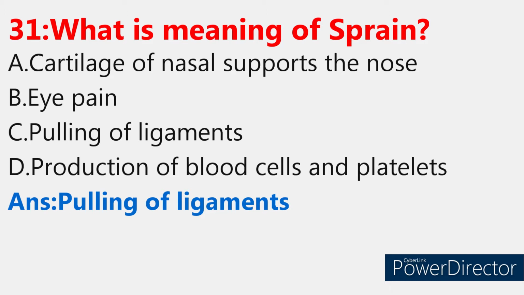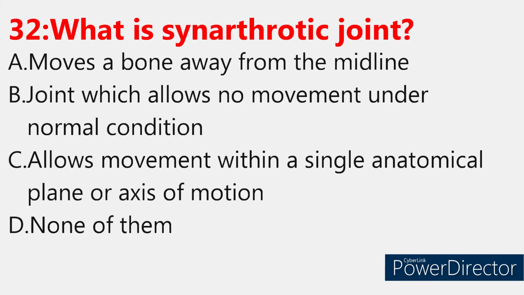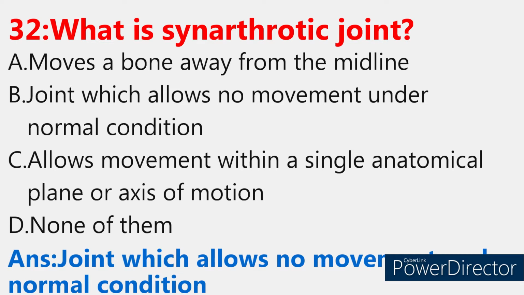Next question. What is synaptic joint? Option A, move a bone away from the midline. Option B, joint which allows no movement under normal condition. Option C, allows movement within a single anatomical plane or axis of motion. Option D, none of them. And the correct answer is option B, joint which allows no movement under normal condition.